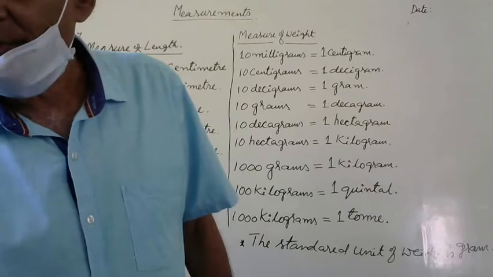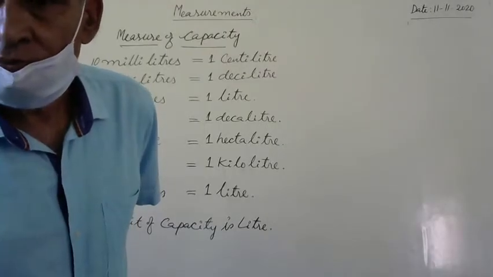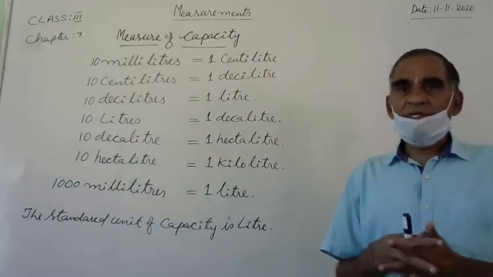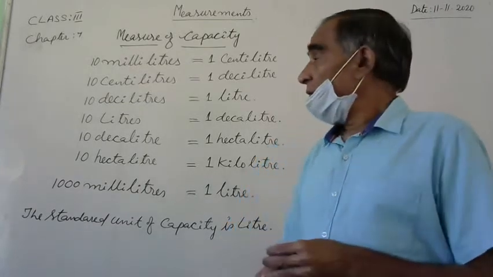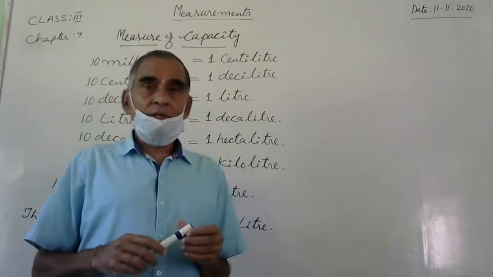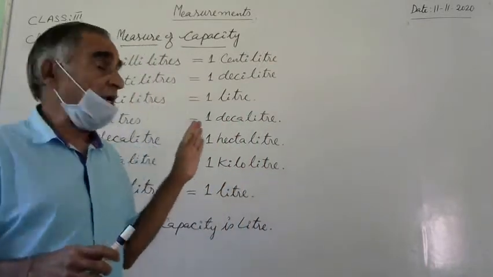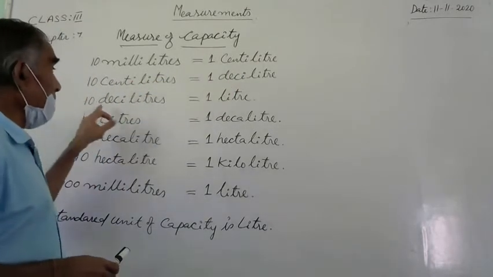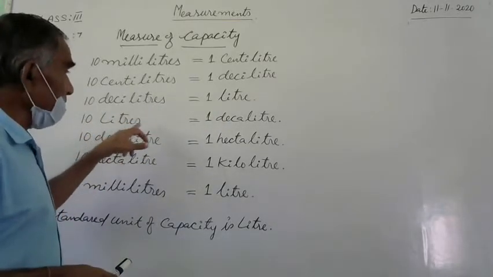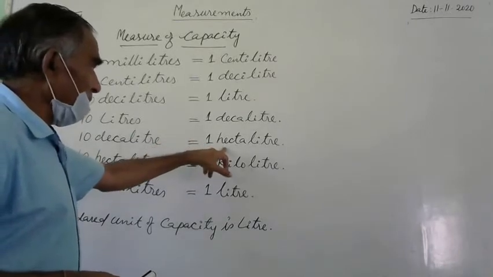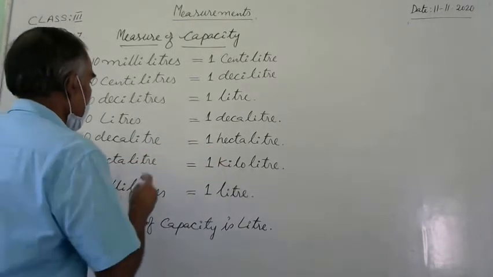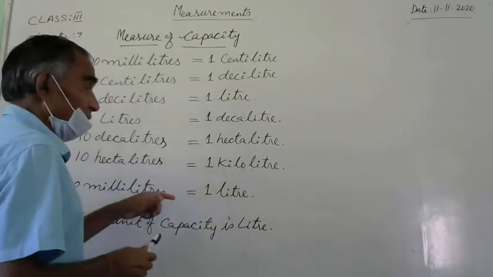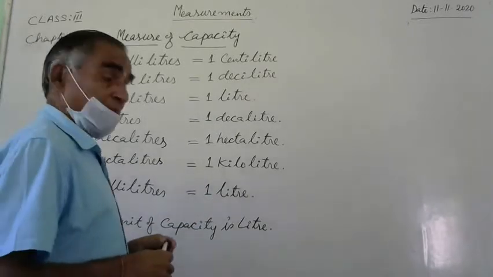Now you see the measure of capacity. It is for measuring liquids, and we have to learn it by heart. 10 milliliters, 1 centiliter. 10 centiliters, 1 deciliter. 10 deciliters, 1 liter. 10 liters, 1 decaliter. 10 decaliters, 1 hectoliter. 10 hectoliters, 1 kiloliter. 1000 milliliters, 1 liter. The standard unit of capacity is liter.